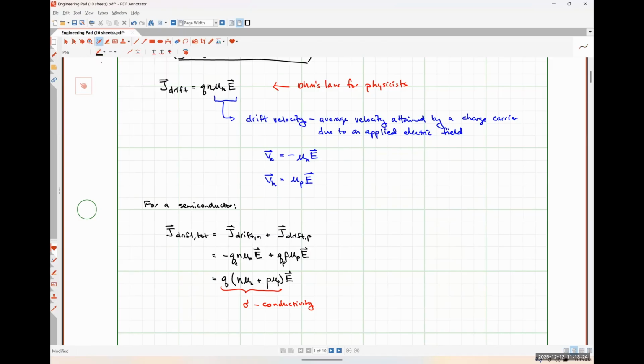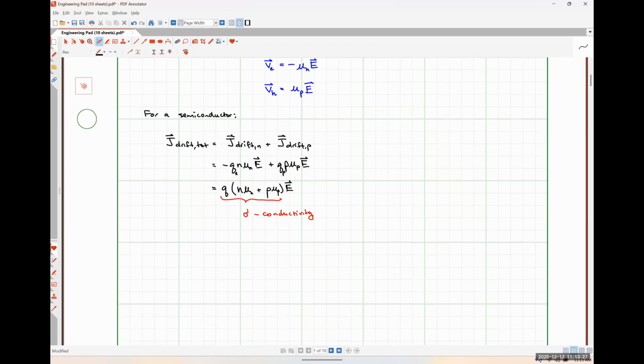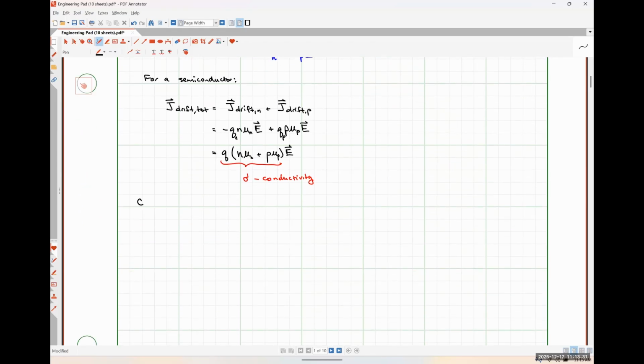The other mechanism is diffusion. So carrier diffusion occurs when there are variations in the carrier concentration across a medium.